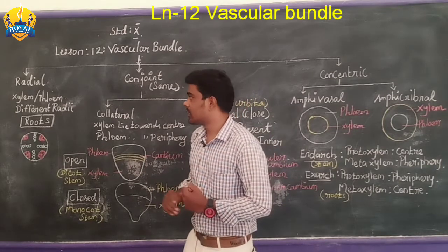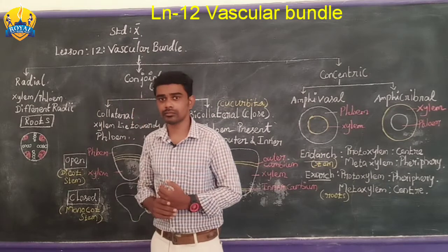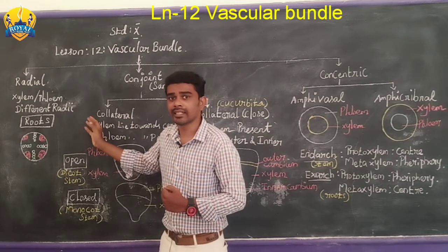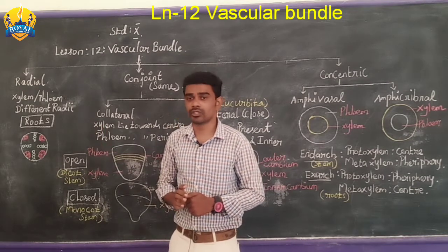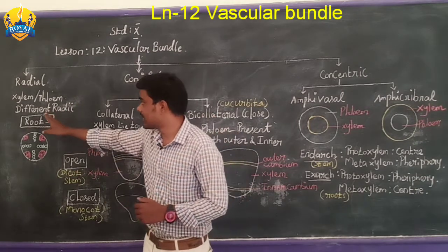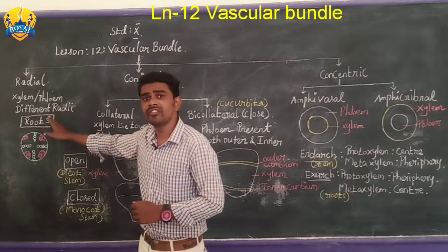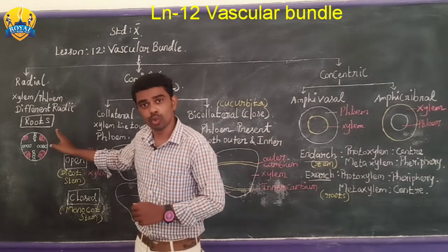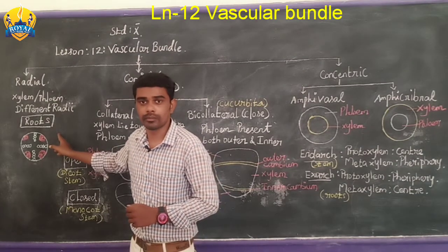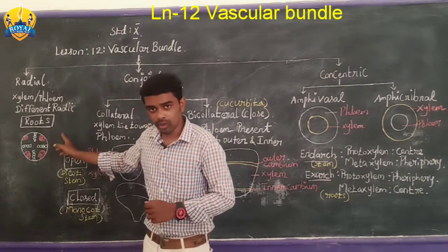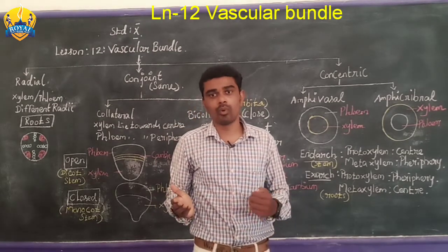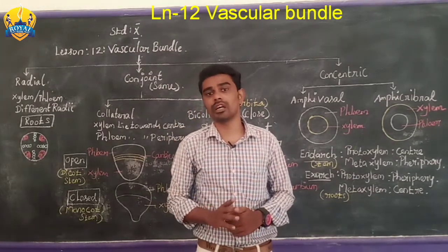So the first one is radial. Radial means radii, so it is arranged in radial fashion. The xylem and phloem are arranged on different radii, which is seen in roots, present in the root system. We know very well the function of a root. What is the function of root? To absorb water and minerals from the soil. That is the main function of root.